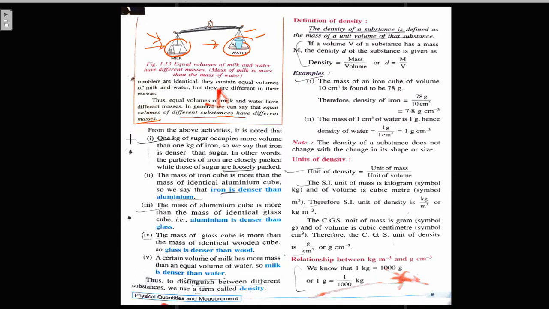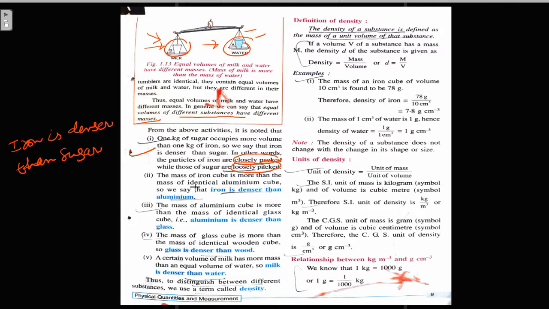From what you have learned from the above activities, 1 kg of sugar occupies more volume than 1 kg of iron, so we can say that iron is denser than sugar. In other words, particles of iron are closely packed while those of sugar are loosely packed.